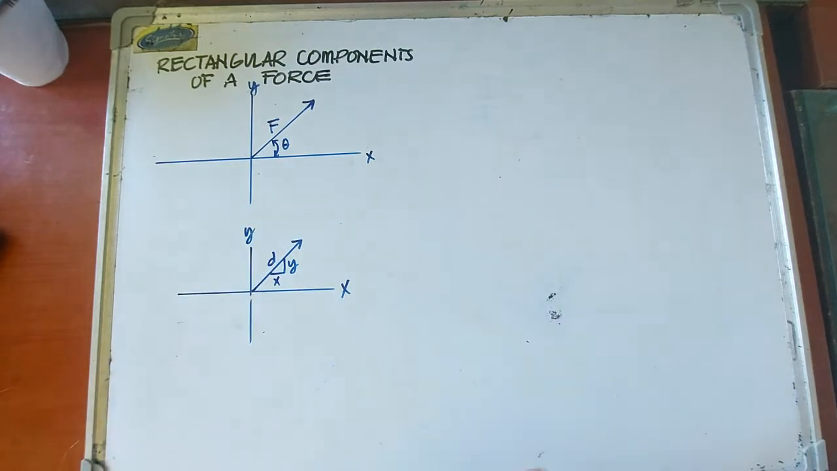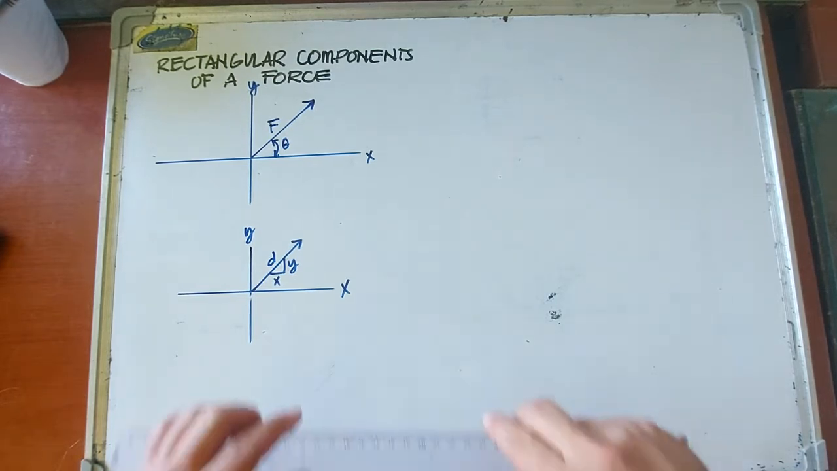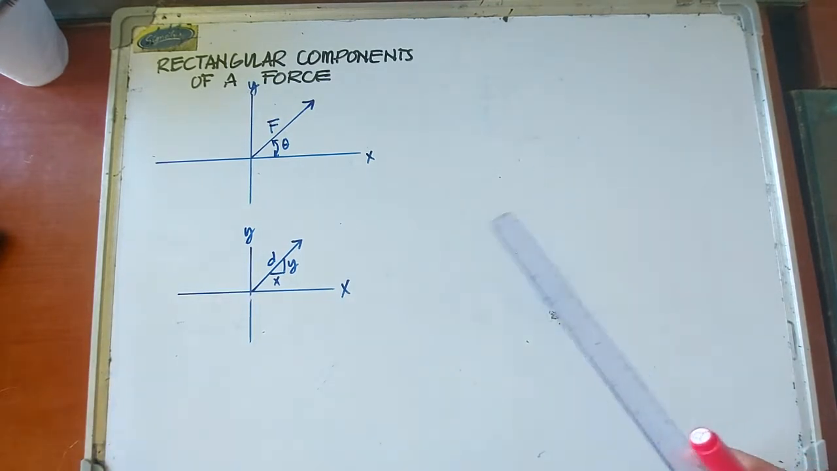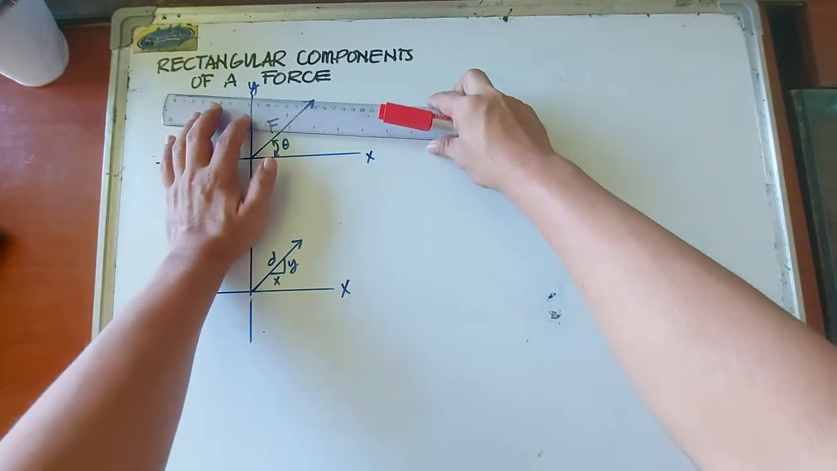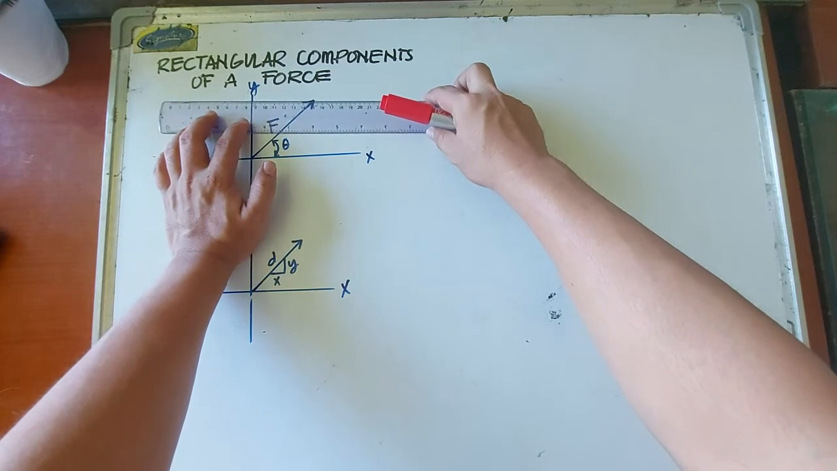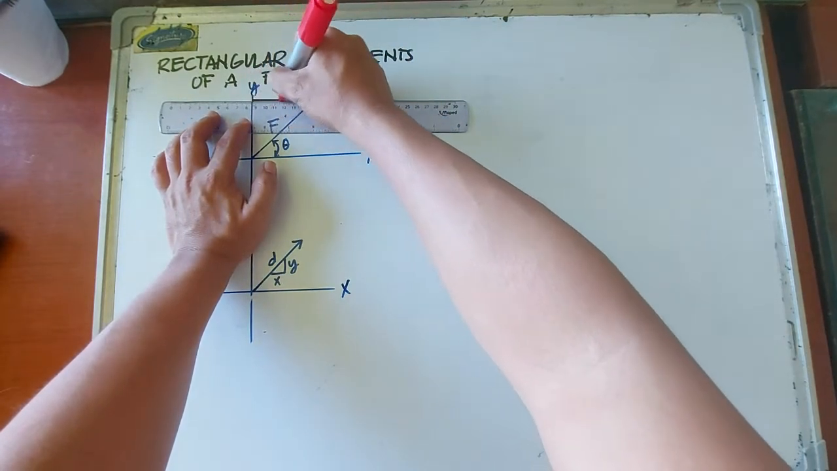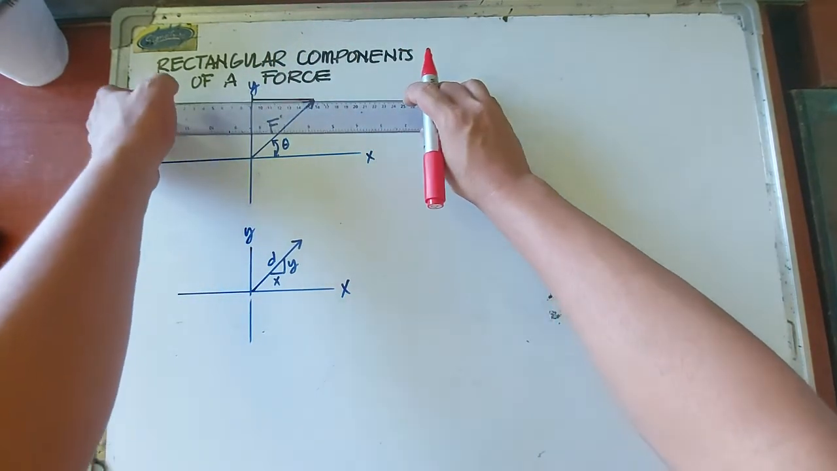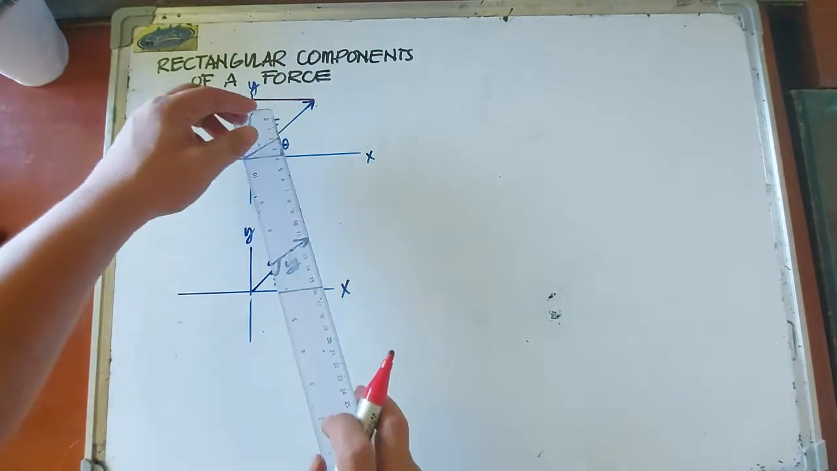So for example, we have a force and we are to solve for its components along the x and y axis. Okay, so we simply draw, applying the parallelogram law. So, drawing lang tayo ng rectangle.